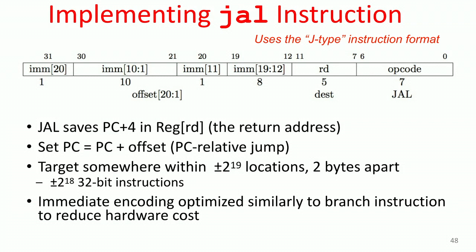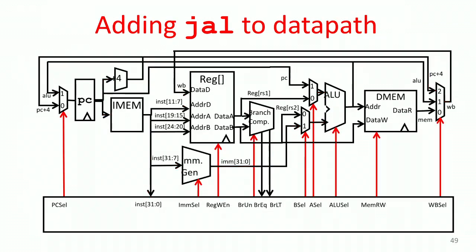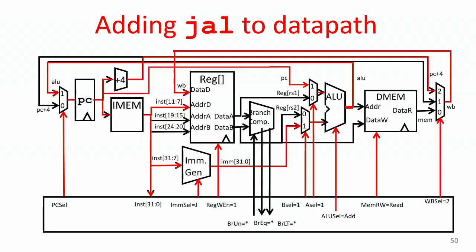Okay, so what do we need to do in this case? We already had the logic for storing the PC plus 4 into the register file, so we don't need to add that. I think we already had PC plus offsets. Yes, we did. Okay, so all we do is add some controller logic to control the various muxes to get this set of operations to occur.